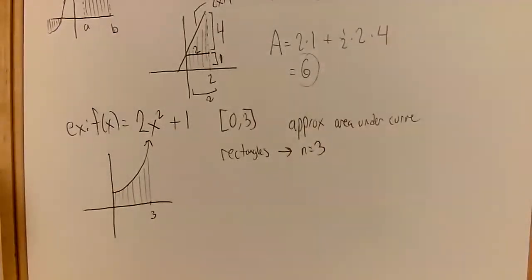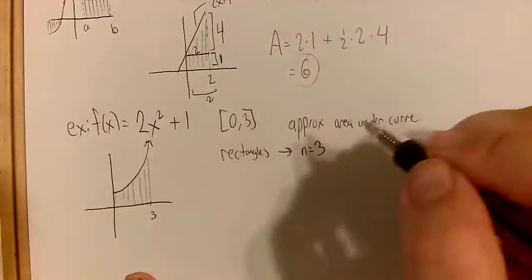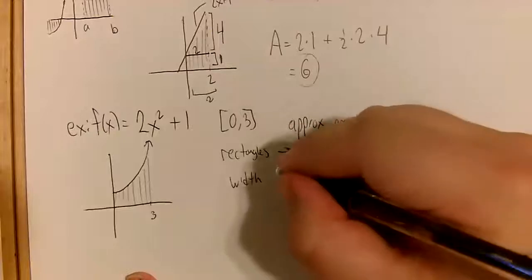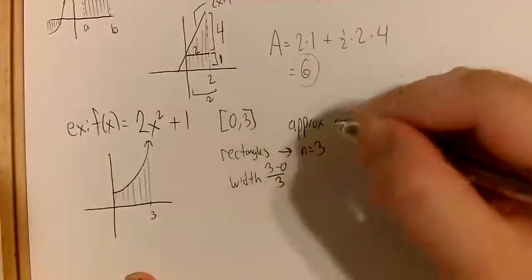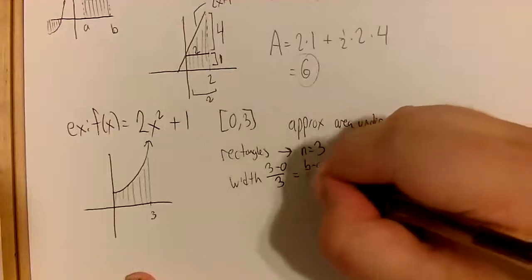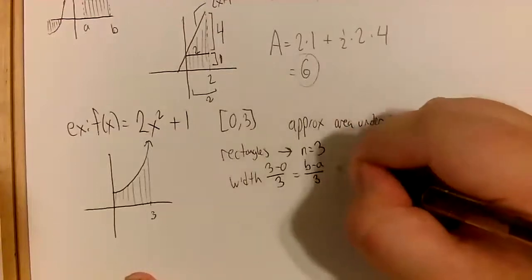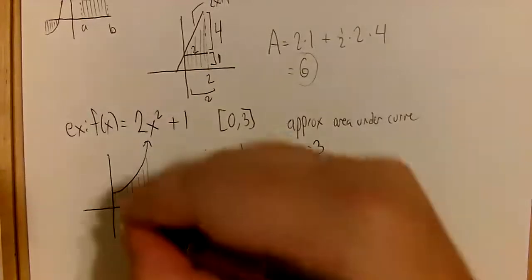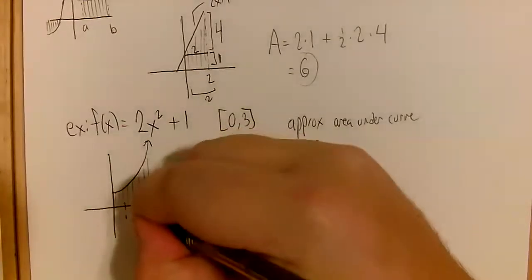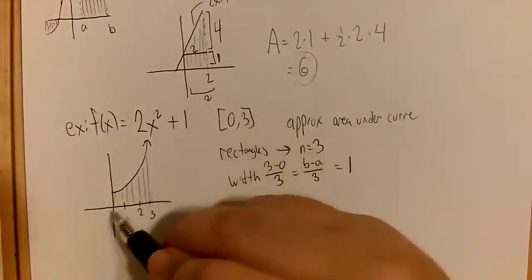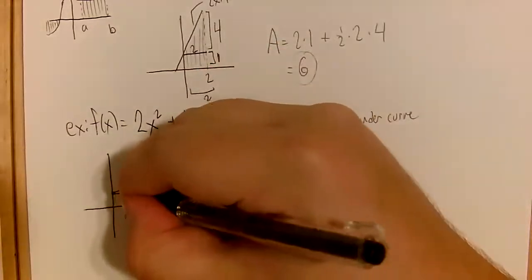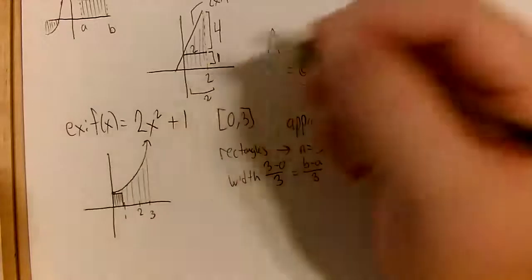So what we're going to do is we're going to divide up our interval into 3 equal pieces. So that means that the width of all of these rectangles will be 3 minus 0 over 3, or the final point minus the initial point divided by how many we have. And in this problem, that means that the width of these rectangles will be 1. All right, so that's the width of all of these rectangles. Then for their height, for example, the rectangle in between 0 and 1, we're going to plug 0 into our function, and then that will be the height of our rectangle.